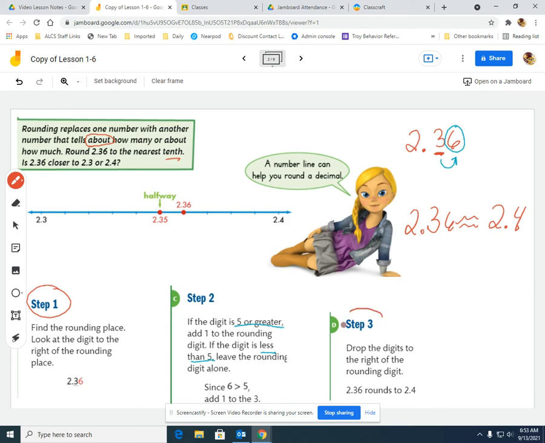And this is the key right here. This is a big step right here. Drop the digits after we have rounded. So once you round, we don't keep that 6, we drop it, we get rid of it.